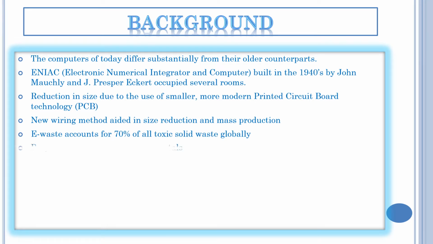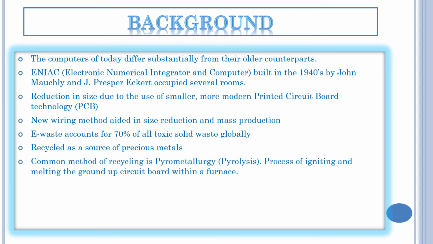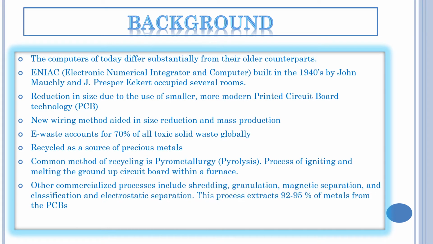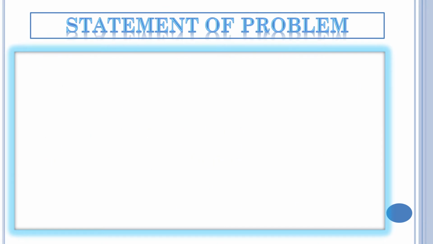With this being said, a recycling plant should be established as a means of reusing useful materials while decreasing the rate of pollution. Some recycling methods that can be used as a means of extraction are pyrometallurgy, combustion, electrolysis, density separation, and jigging. Now we shall discuss the statement of problem.